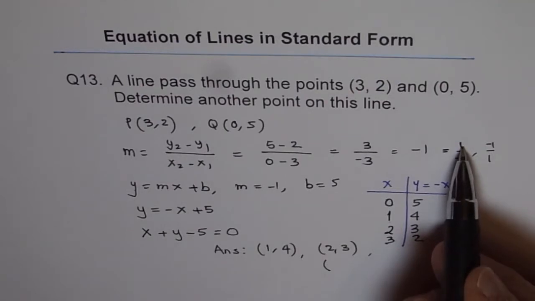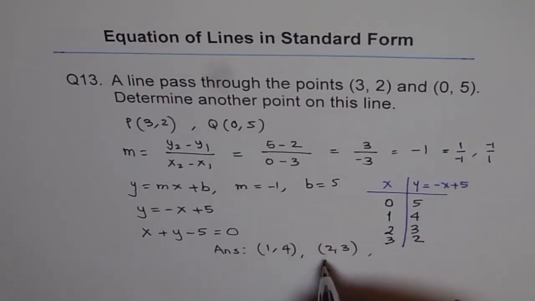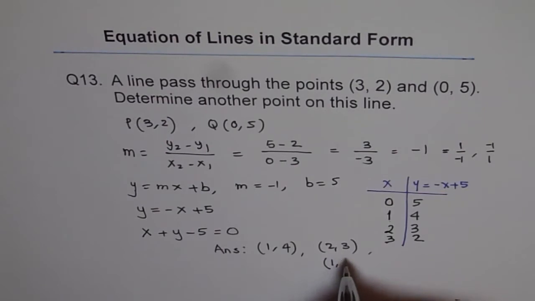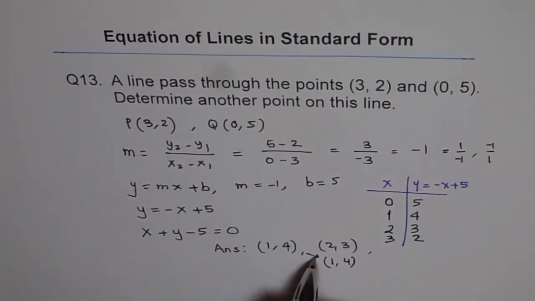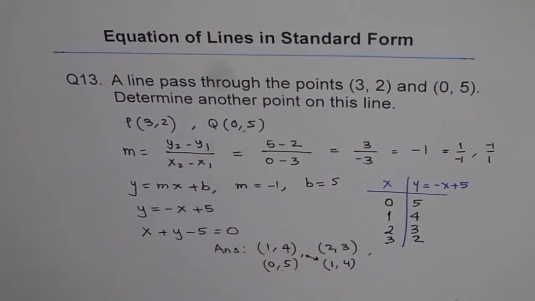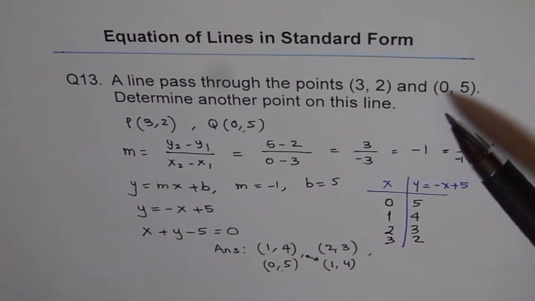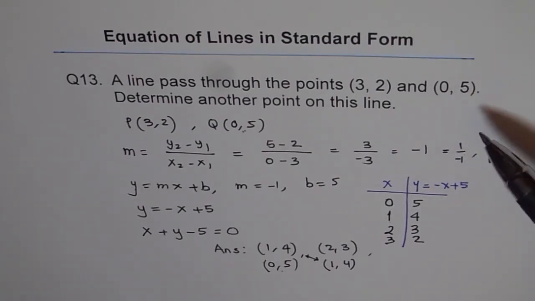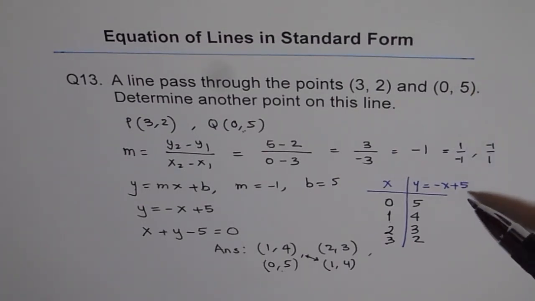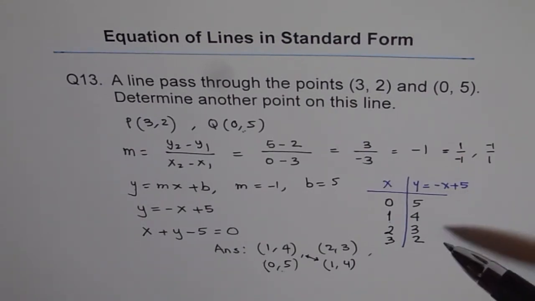I'm increasing y by 1, decreasing x by 1. So if I decrease x by 1, I get 1 here. Increase y by 1, I get 4, correct? So I get this point. From here, if I decrease x by 1, it becomes 0, and increase y by 1. Do you see? This point is already there on the line. So we get points after points by using this principle, right? So slope can also be used along with a point to find more points. We need not always find the equation of the line to get more points.